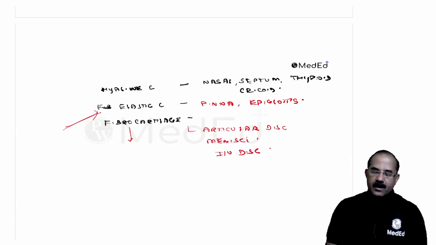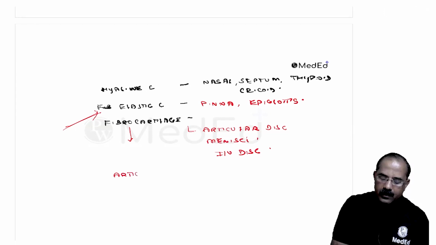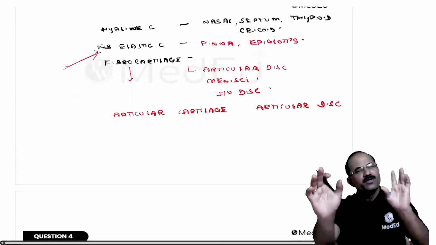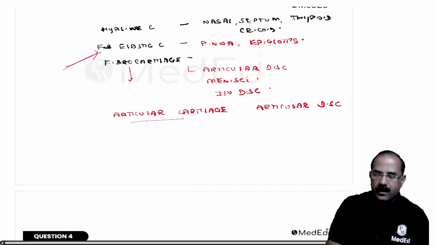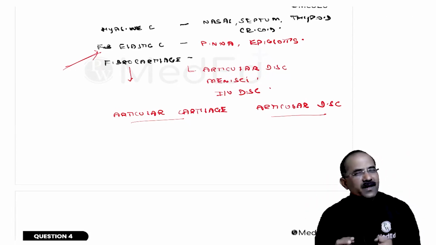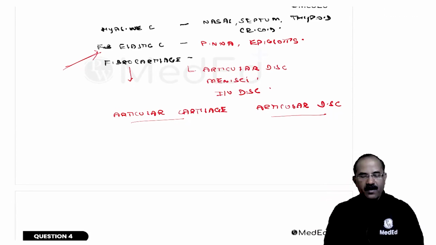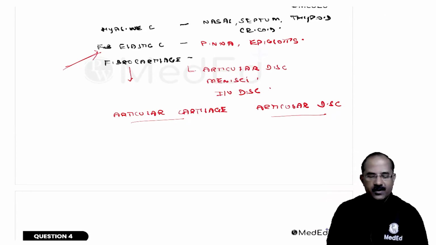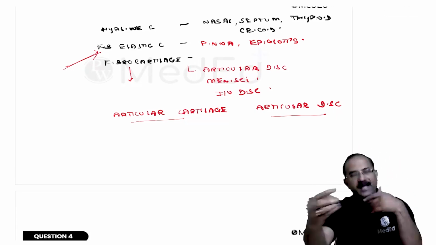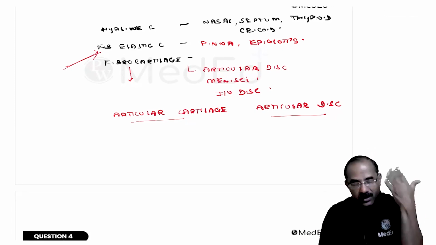Now you tell me, what is articular cartilage? And what is articular disc? There is always confusion in this. Students are always confused between articular cartilage and articular disc. Can anyone tell me, is there any difference between these two? Guess. Even if it is wrong, it's okay, but be interactive. The more you interact, the more I'll be able to tell you.